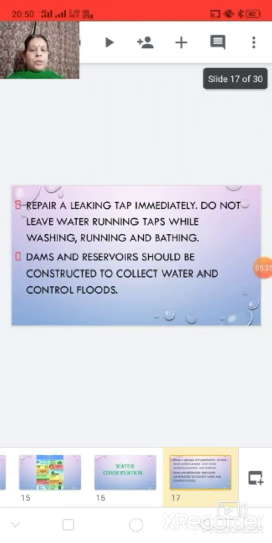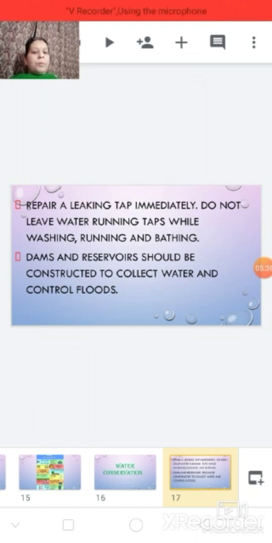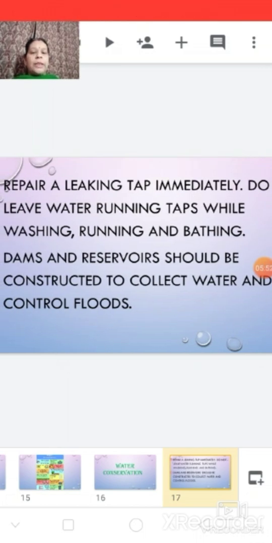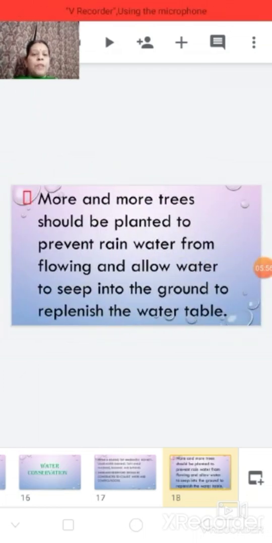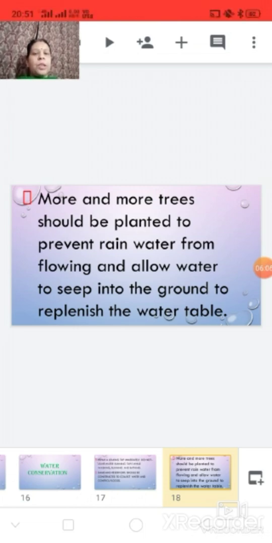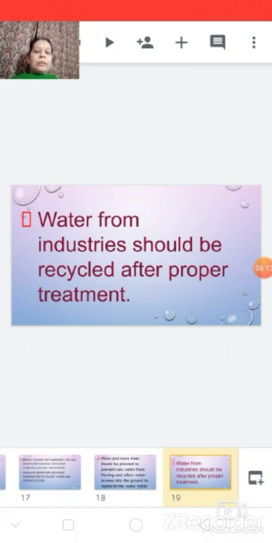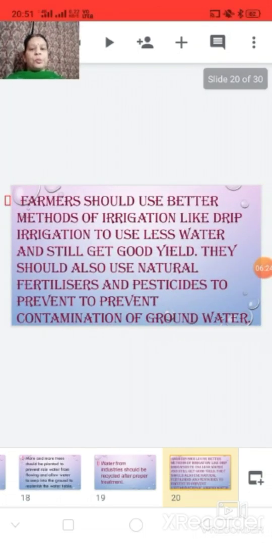Now comes water conservation. So, repair a leaking tap immediately. Do not leave the tap running while washing and bathing. Dams and reservoirs should be constructed so as to collect the water, and we can control floods. More and more trees should be planted so as to prevent the rainwater from flowing away and allow the water to seep into the ground, and thus we can replenish water. Water from the industries should be recycled so that it can be reused and does not pollute any of our water bodies. That means after proper treatment, it should be drained.